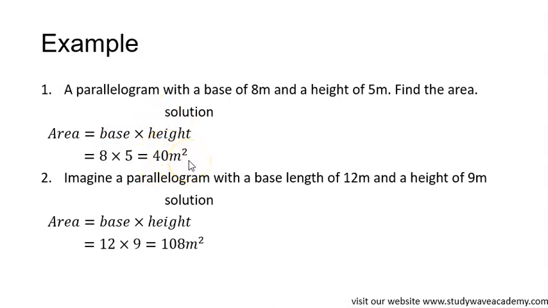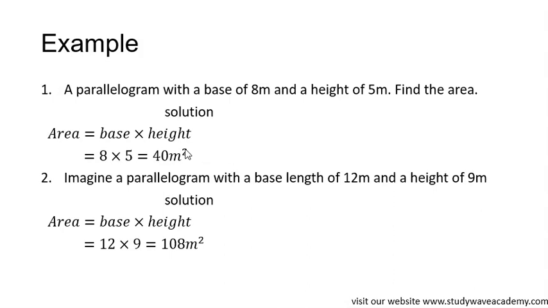Now, when calculating the area of a parallelogram and a triangle, the area of any shape, the unit should always be in square, okay? The unit should always be in square. So we have 40 meters squared, okay? Do you understand? You're not confused, right?